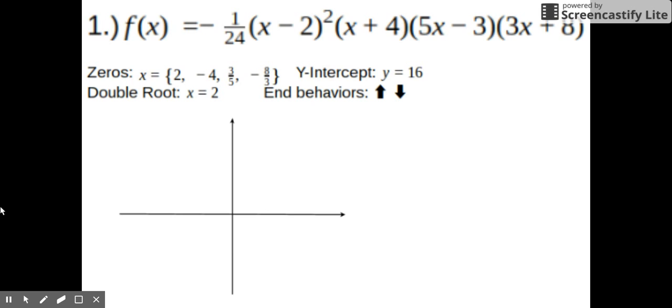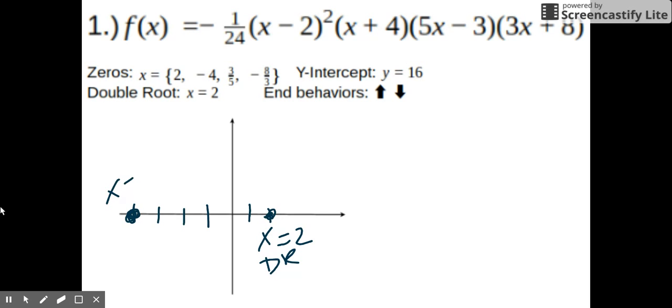So in order to sketch this, the first thing I'm going to do is put my important information on the graph. I'm going to start with x equals 2. Don't forget to label. Okay. And I know that's a double root, so it helps me when I just write it on there. Then I've got x equals -4. 1, 2, 3, 4. It's right about there.